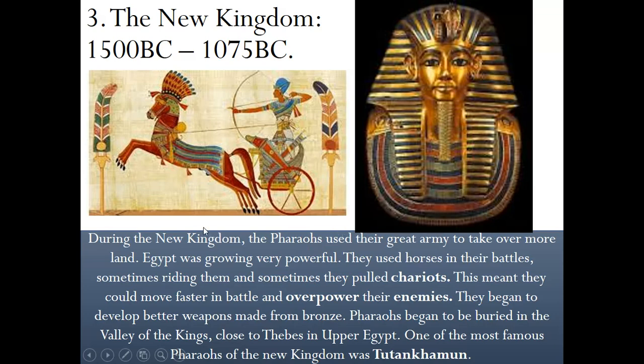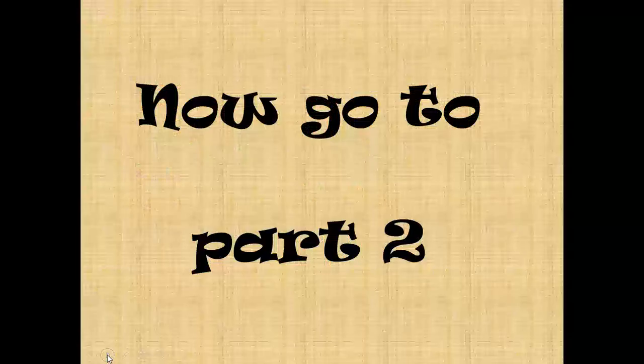They began to develop better weapons made from bronze. Pharaohs began to be buried in the Valley of the Kings, close to Thebes in Upper Egypt. One of the most famous pharaohs of the New Kingdom was Tutankhamun, and this is his death mask made out of solid gold. Now go to part 2.